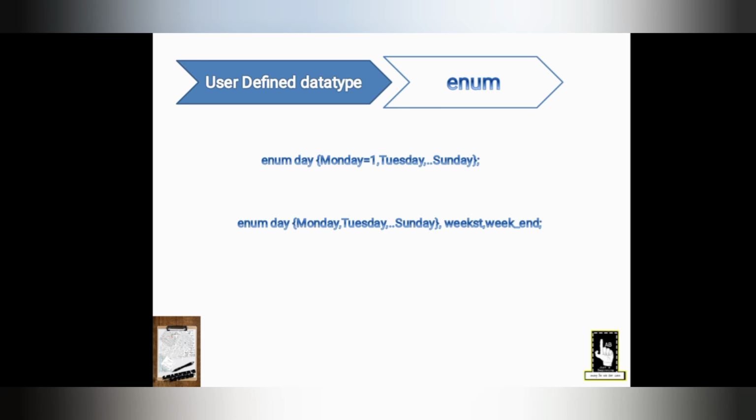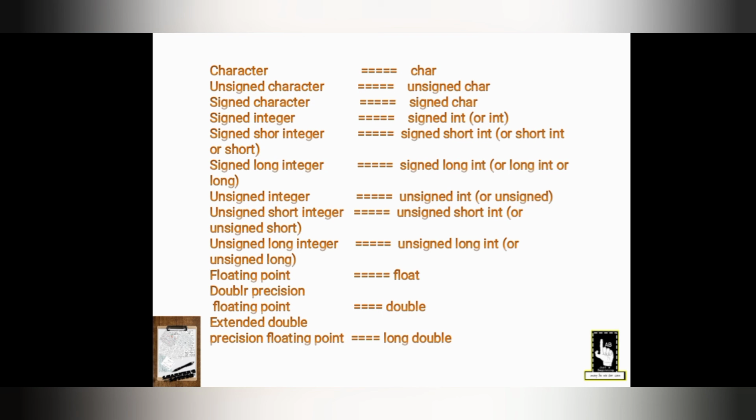These are the various data types used in C, and here we have listed the data types and their corresponding keywords. For character, it is char. For unsigned character, it is unsigned char. For signed character, it is signed char. For signed integer, it is signed int. For signed short integer, it is signed short int or just short. For signed long integer, it is signed long int or just long.